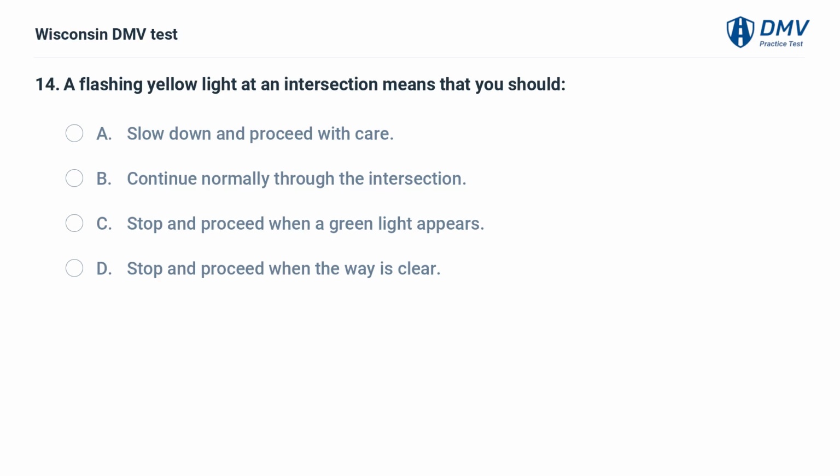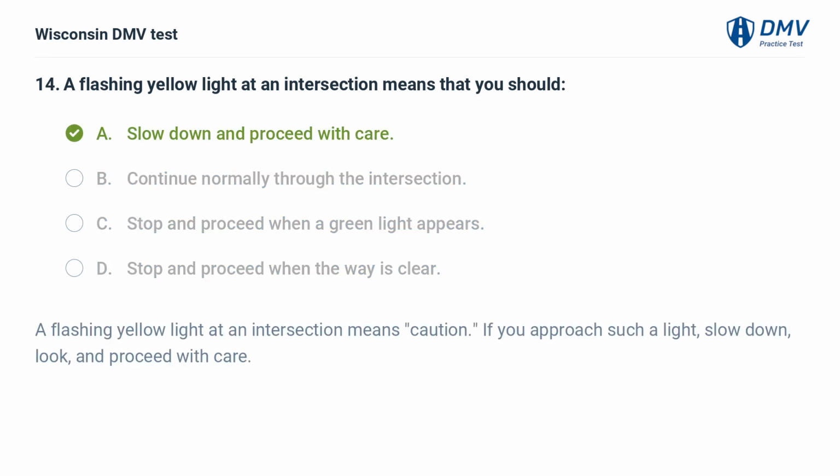A flashing yellow light at an intersection means that you should: A. Slow down and proceed with care. B. Continue normally through the intersection. C. Stop and proceed when a green light appears. D. Stop and proceed when the way is clear.